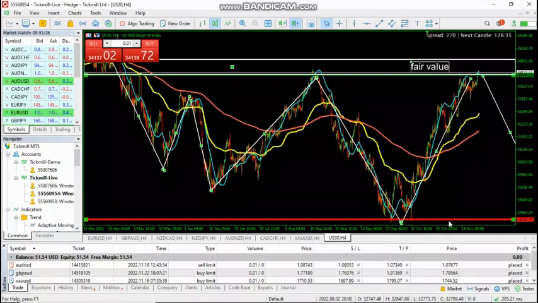Right over there. Let's just get it right back down to there, and you can see it made a nice double bottom there as well. Oh, that's nice.